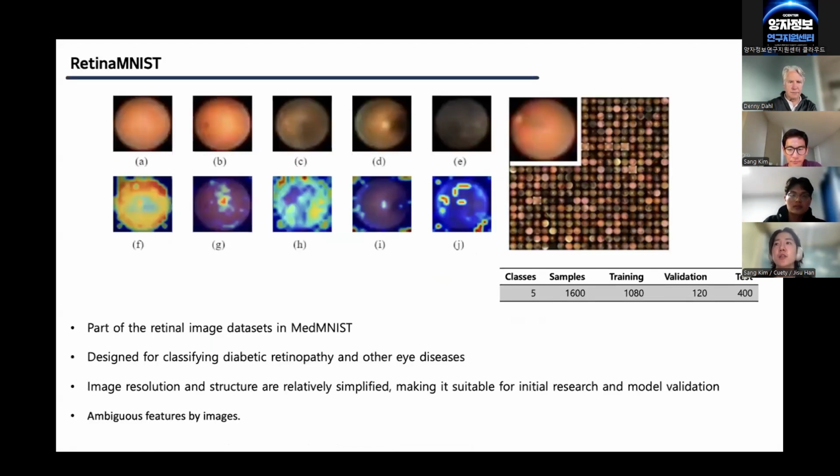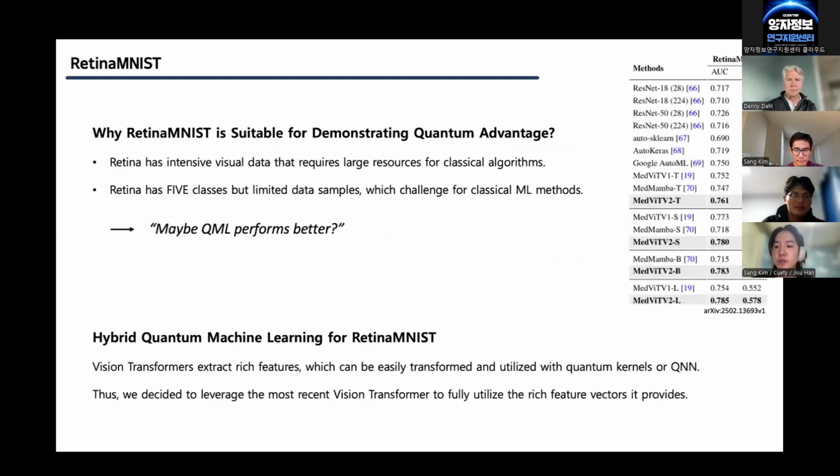RetinaMNIST is one of the many data sets from MedMNIST, a collection of medical data sets designed for lightweight and accessible research. It was created to support the classification and diagnosis of various ophthalmic diseases such as diabetic retinopathy. Since analyzing retinal disease data holds significant clinical value, many researchers have used this dataset to develop and evaluate their models.